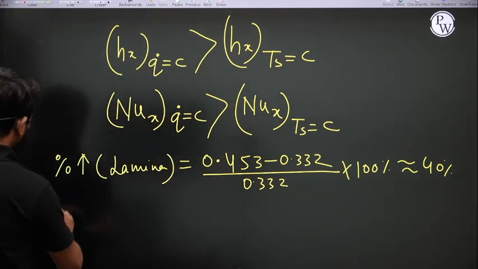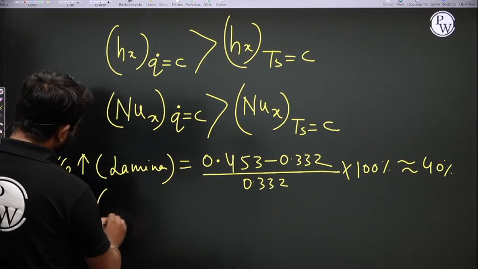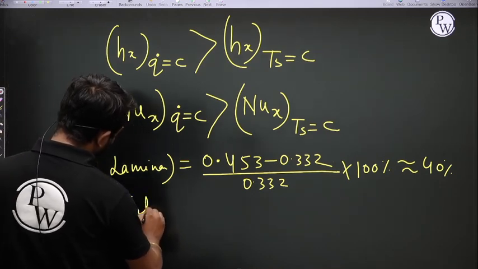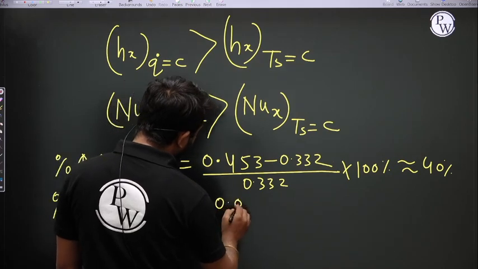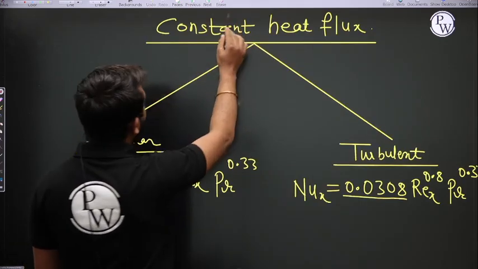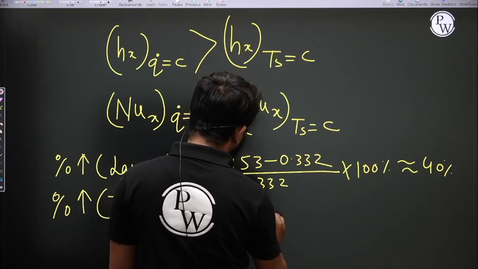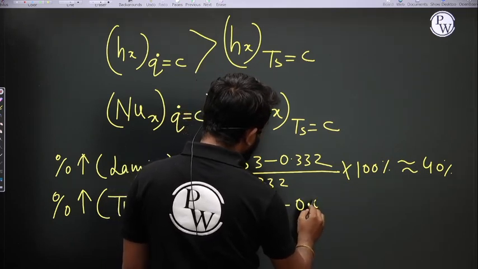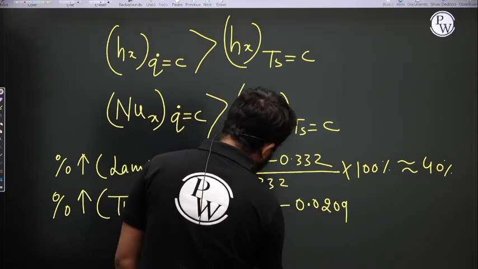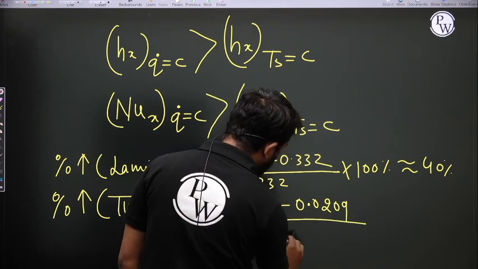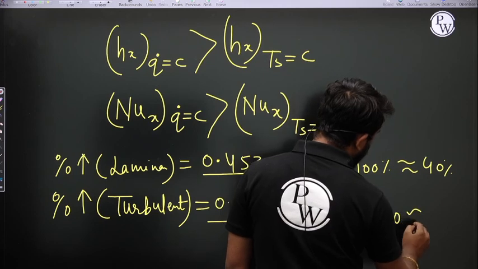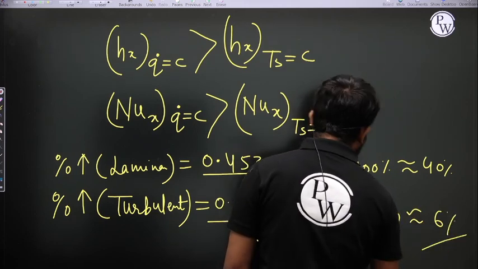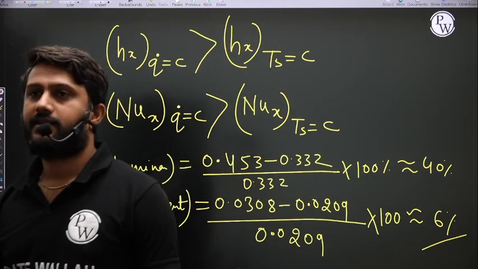And similarly, in case of the turbulent flow, that is (0.0308 minus 0.0209) upon 0.0209 into 100%. So this comes around 6%.